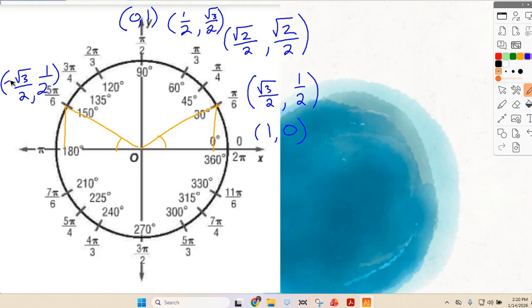And again, remember my 135 would have a reference angle of 45, or our 2 pi over 3 would have a reference angle of pi over 3. So those are going to have the same ordered pairs as our other two.